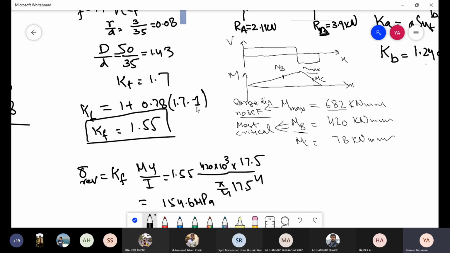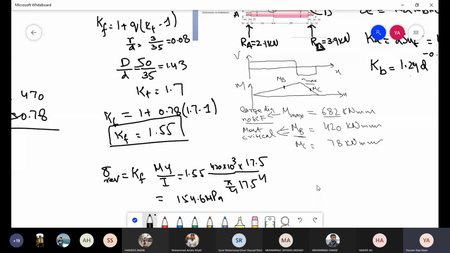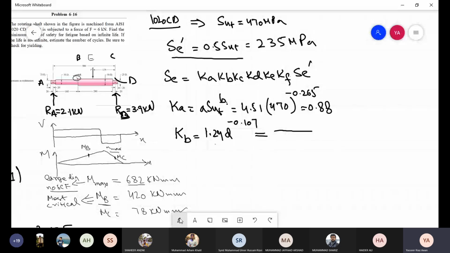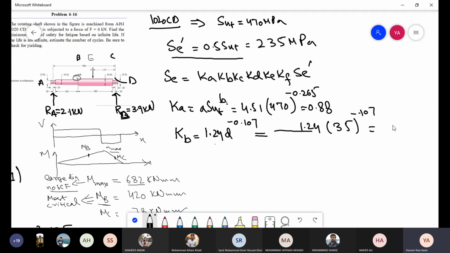So that is the stress part. Okay? Those are the stresses at the most critical point. And now we move to the strength part. So we were stuck with this size factor. Now we know which point we are calculating for. So we are aiming for point B. That means the diameter at this point would be 35, and that would give you the size factor of 0.85.